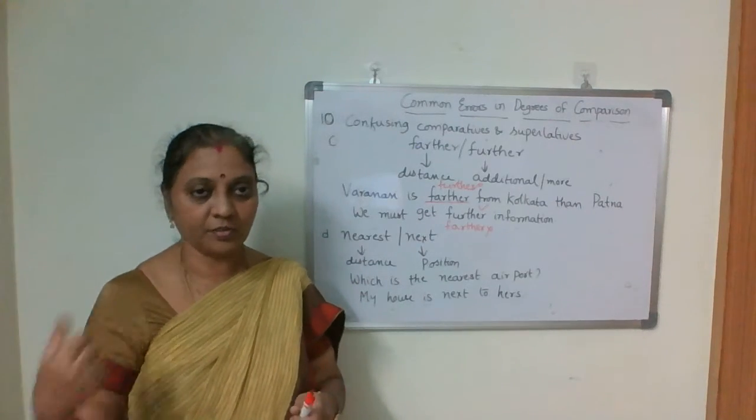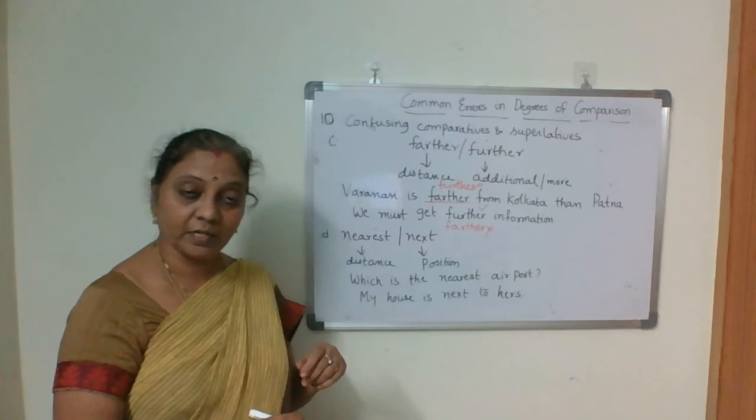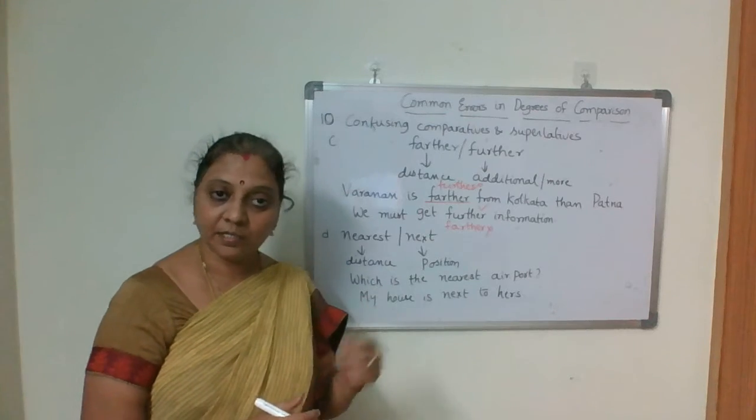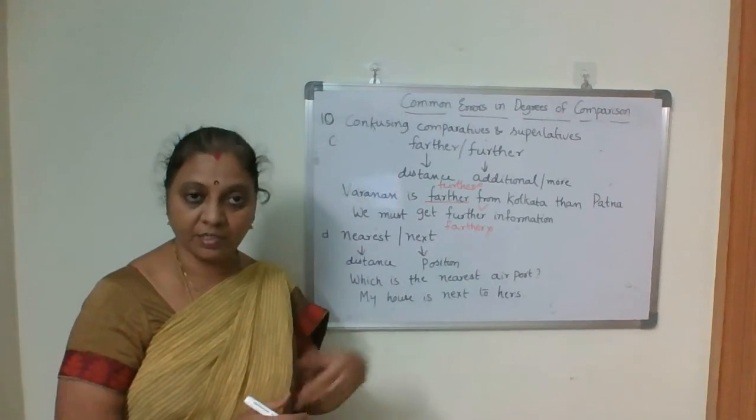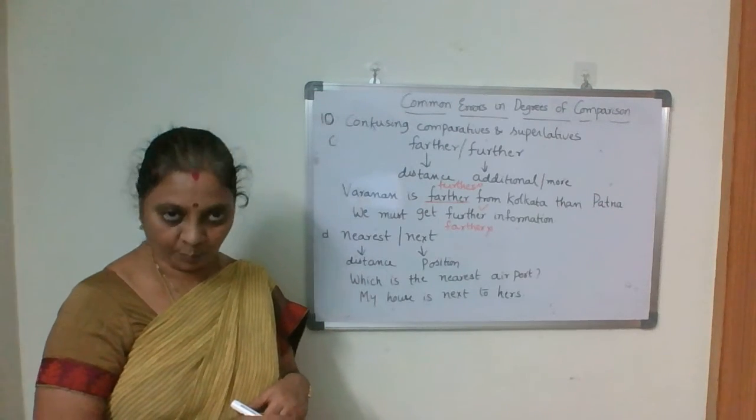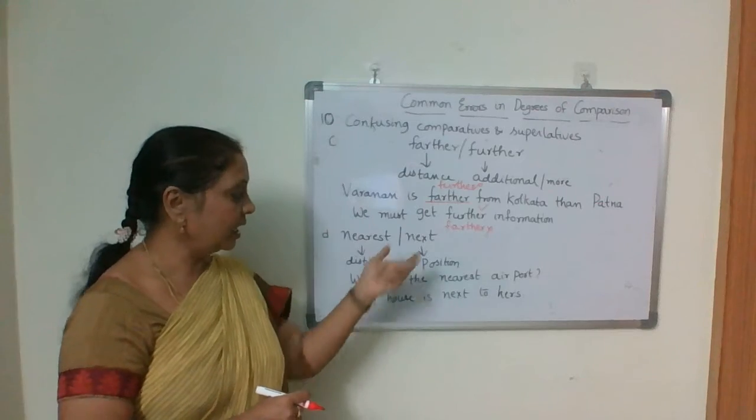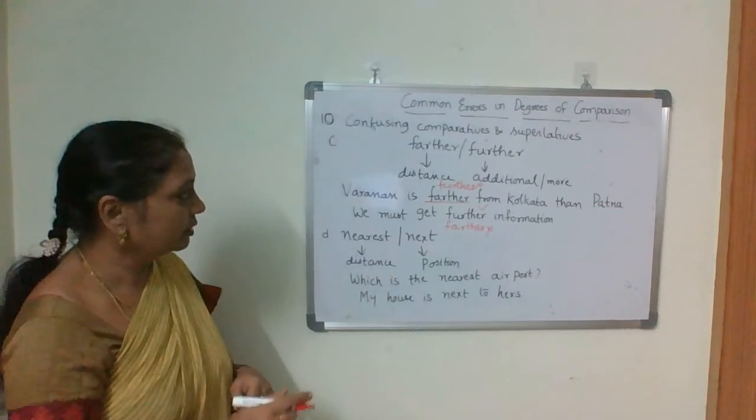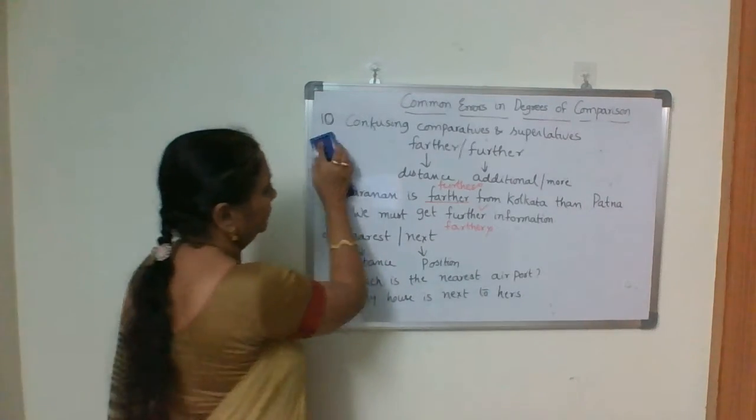So next is talking about the position, and near, nearest, nearer talk about the distance. Which is the nearest airport from here, which is the nearest railway station? So in such cases, near is talking about distance, and next is talking about the position. Okay, and one more pair of confusing words is there. We will just see that.